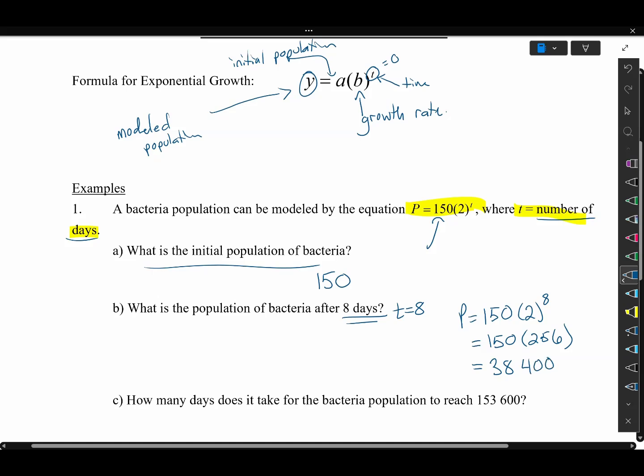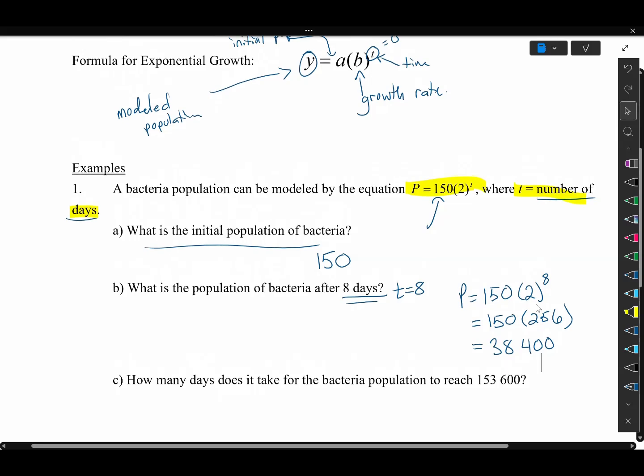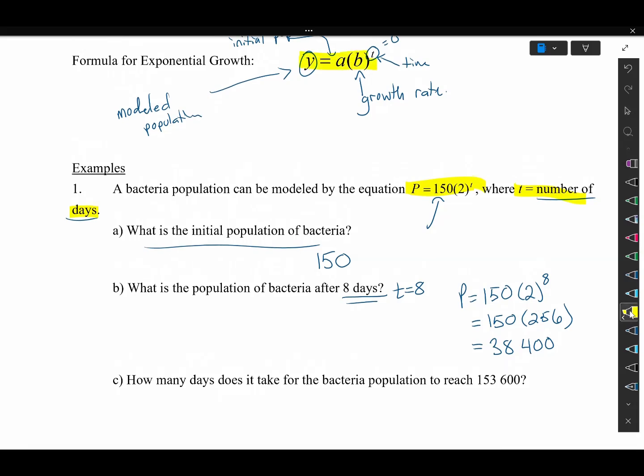Now, next we're working, and this is where we can see really how this equation comes together and works for us.